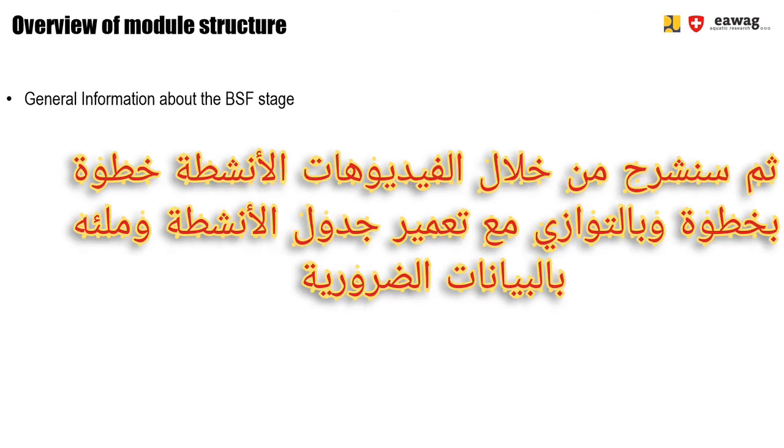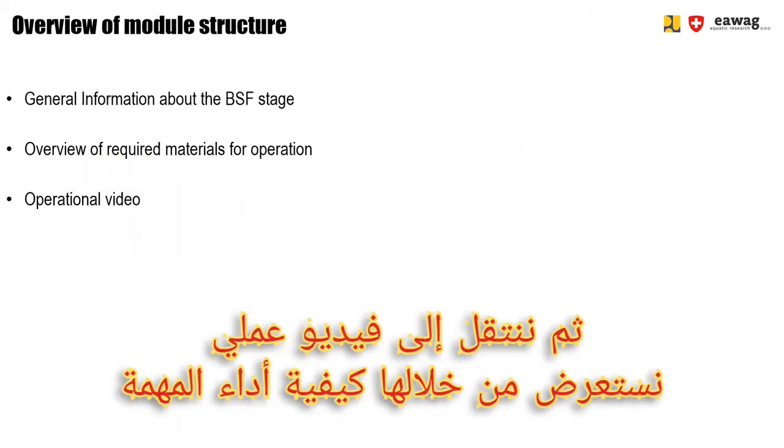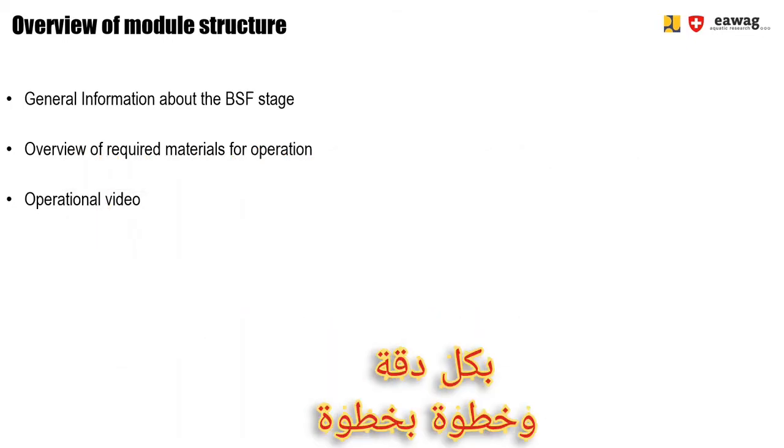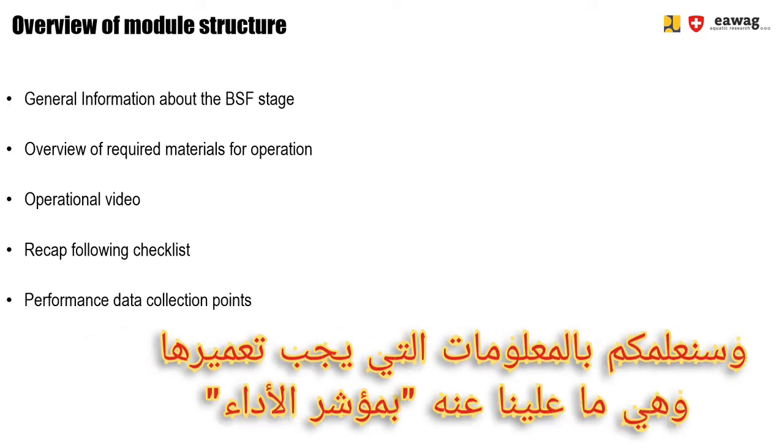Then you will be going over the operation by starting with an overview of the required materials that are needed for this operation. We will then move to the operational video where you'll see in detail, step by step, how we pass through the operation in terms of the activities. We will then recap these activities following the checklist that I have explained to you in the previous slides. And we'll be telling you at which point you might have to input performance data.